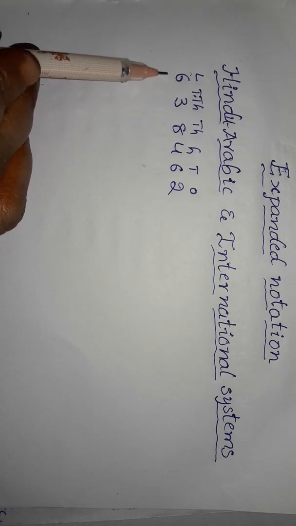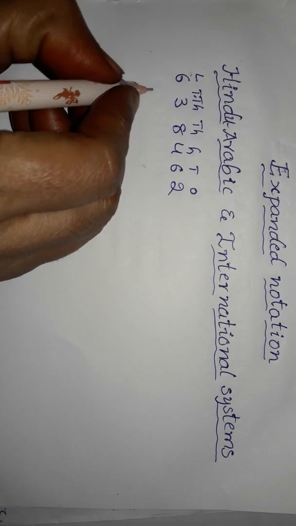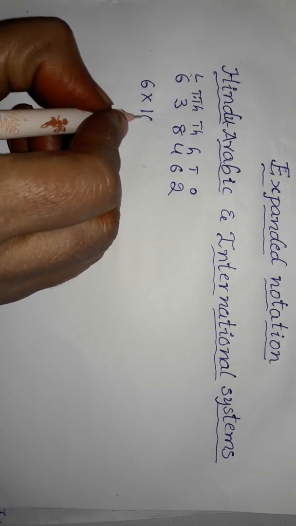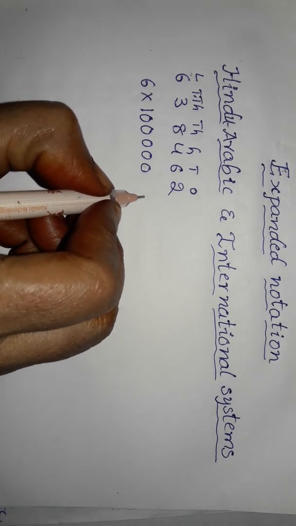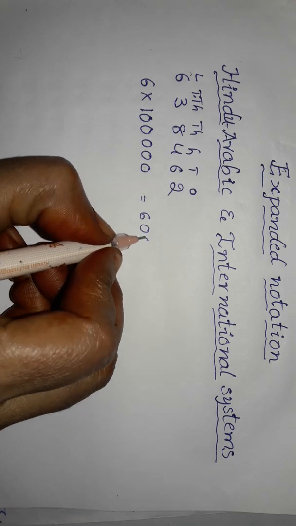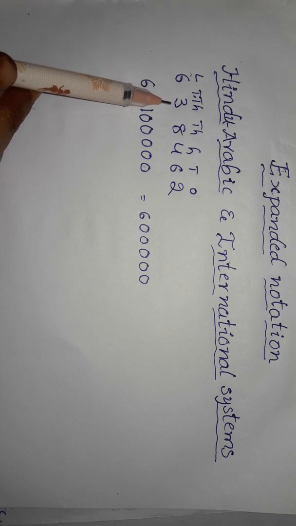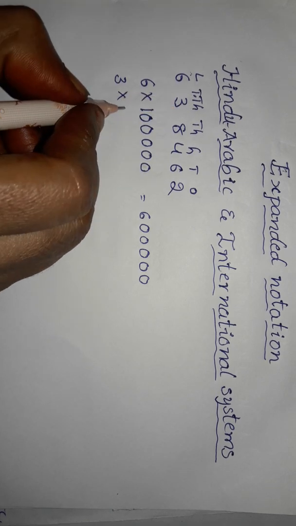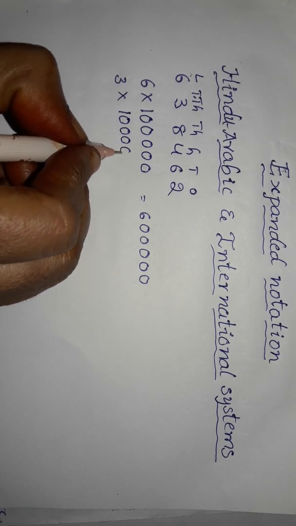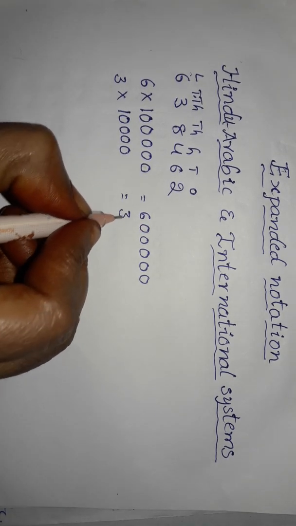See, what is this? 6. Which place is 6 in? Lakhs place. So 6 into 1 lakh is equal to 6 lakhs. What is the next digit? 3. In which place is 3? 10,000s. So 3 into 10,000 is equal to 30,000.